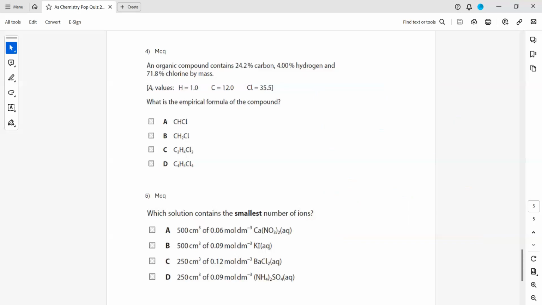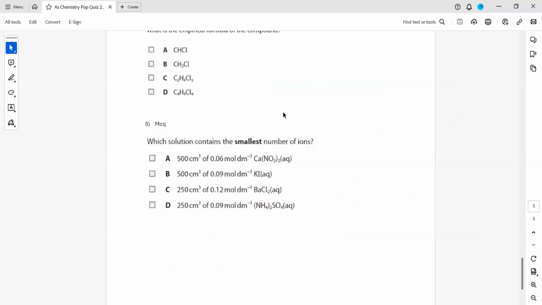And the last one: which solution contains the smallest number of ions? First, you have to multiply volume by concentration. Then how many ions are there? It contains 1 calcium and 2 nitrates, so the final answer will be multiplied by 3. Here, volume and concentration, you multiply, you get the moles. And how many ions? 1 potassium and 1 iodide, so multiplied by 2.